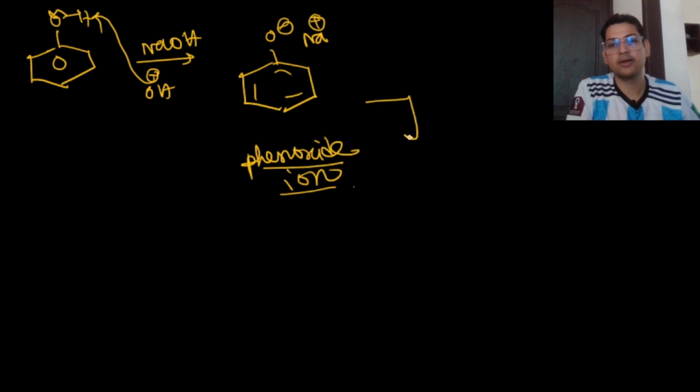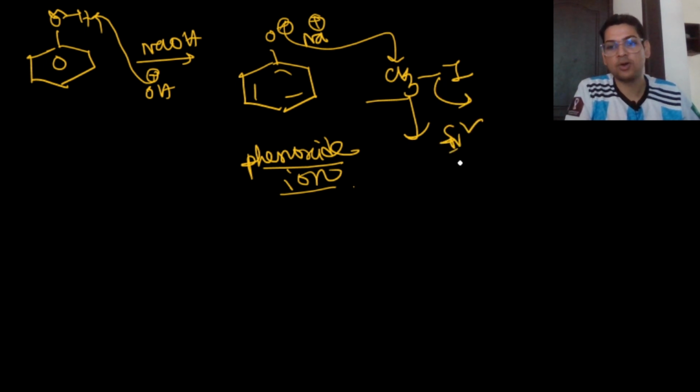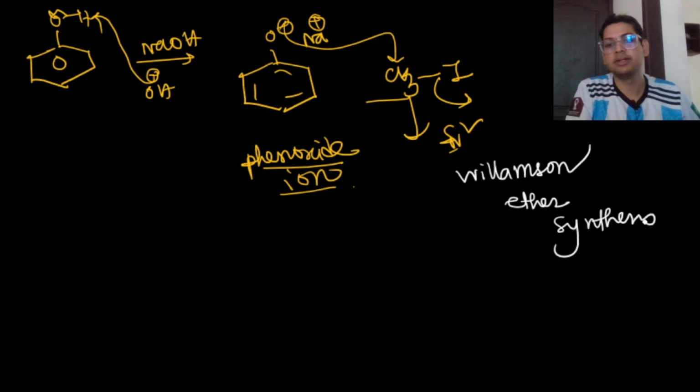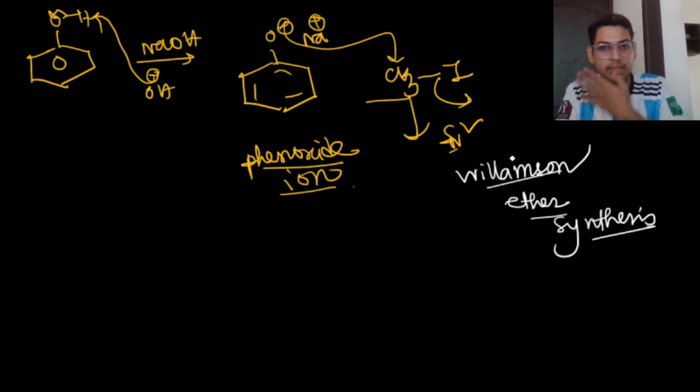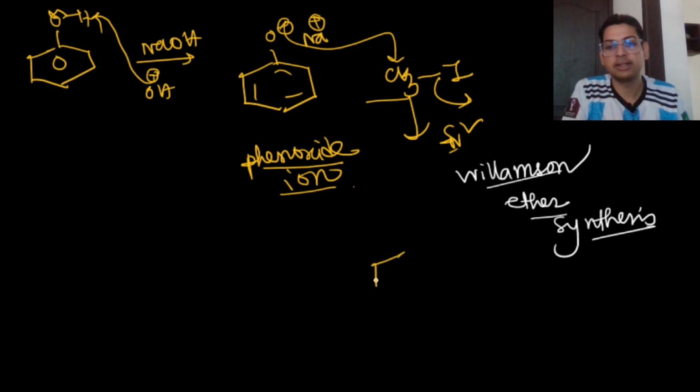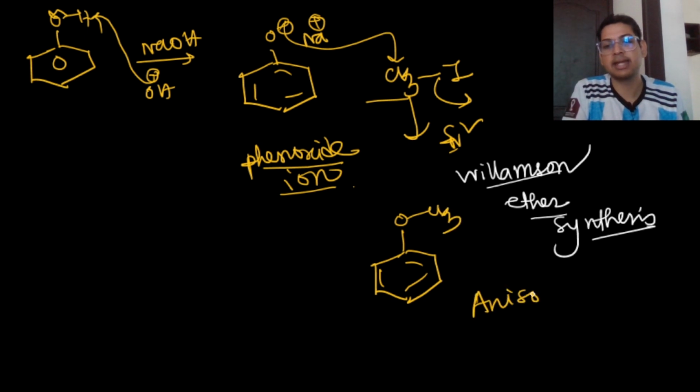If you got the phenoxide ion, and here you react this with CH3I, obviously an SN2 reaction will take place. This is called Williamson ether synthesis. I hope you know. If you don't, then please revert back to me. I will discuss these things with you. Williamson ether synthesis, you will get benzene ring OCH3, and the name of this is anisole.